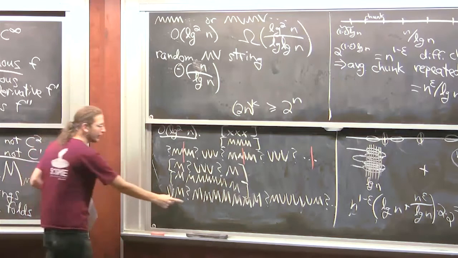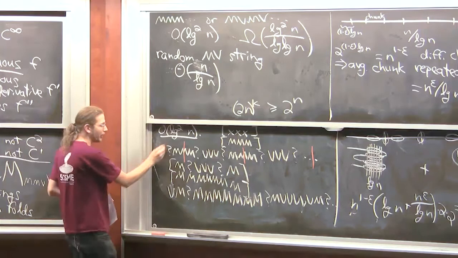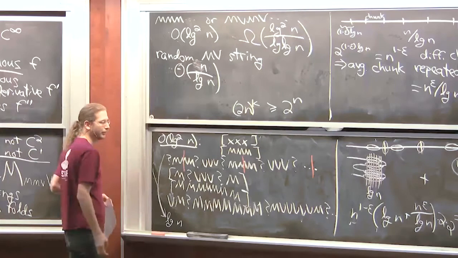So the point is, I had 3 M's in a row. Now I have 7 M's in a row. Each time I do this, I roughly double the number of M's in a row. By the end, almost everything will be M's. After I do this log n times, I have pretty much all M's, and then I can finish it off. And each of these steps took log n steps because I had to fold along all these things.